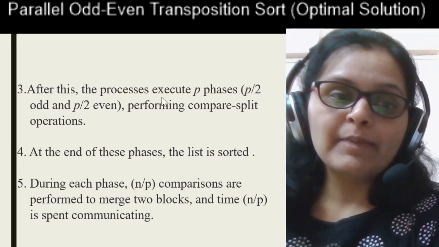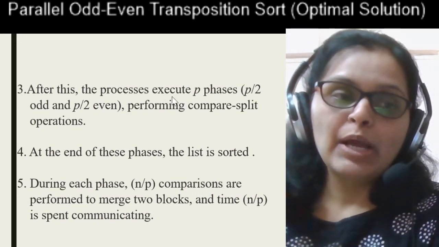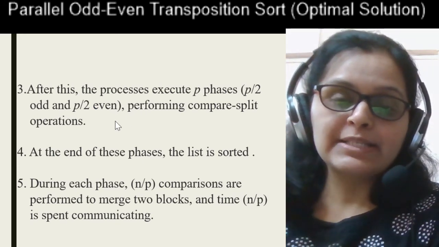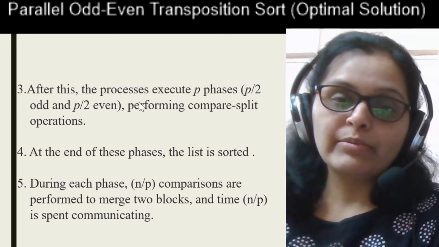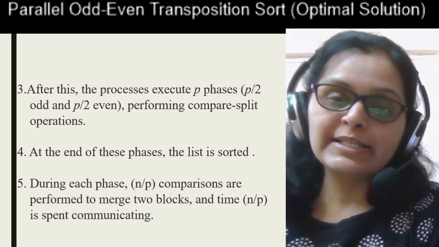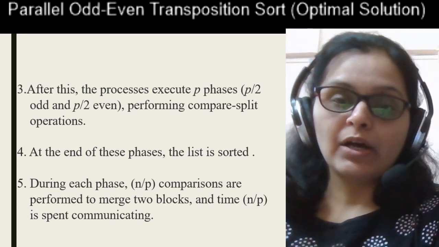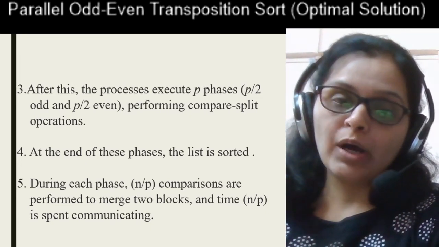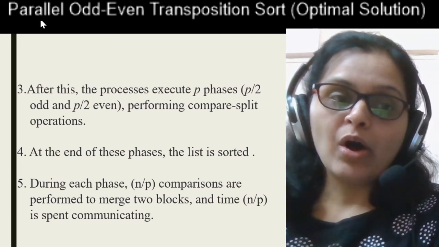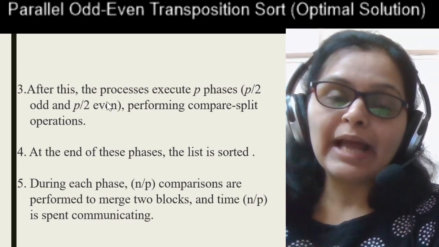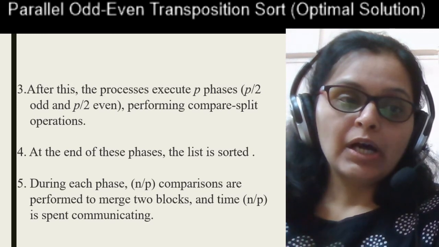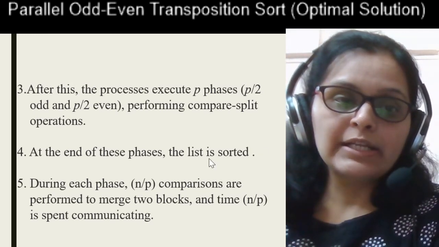After this, the processes execute p phases, p by 2 odd and p by 2 even, performing compare and split operations. That also we have seen in the simulation. After 4 phases, we are getting the results. Out of 4, 2 were even and 2 were odd. And these compare and split operations happen after local sorting. At the end of these phases, the list is sorted.